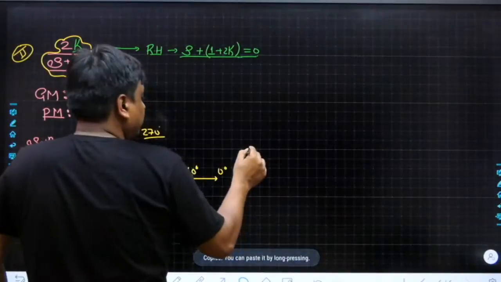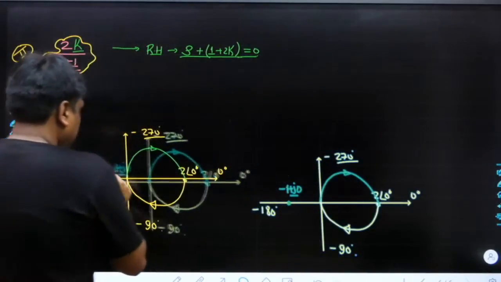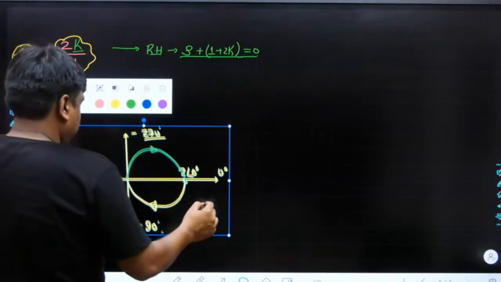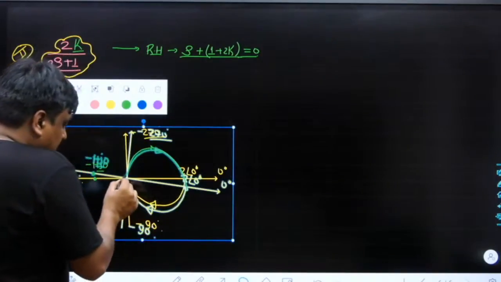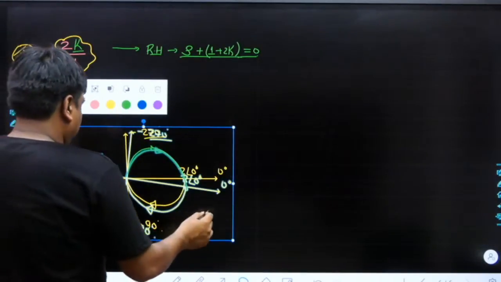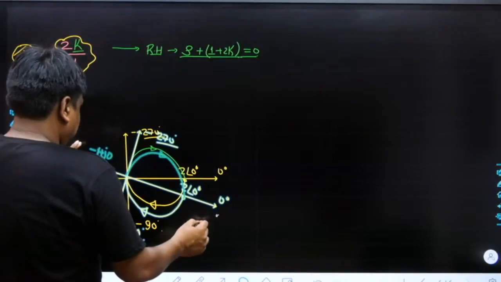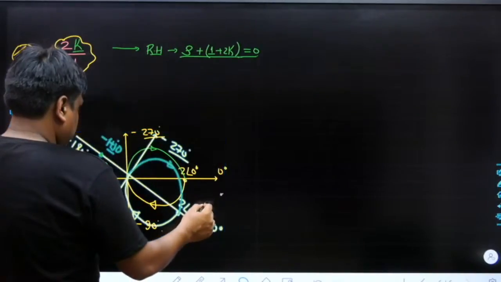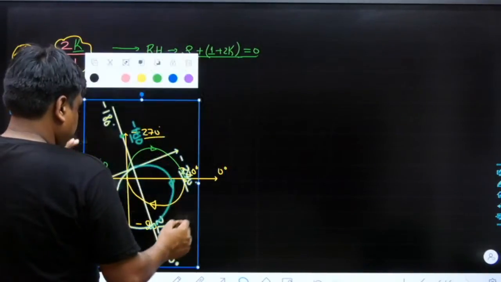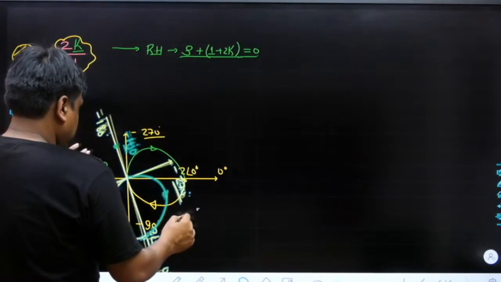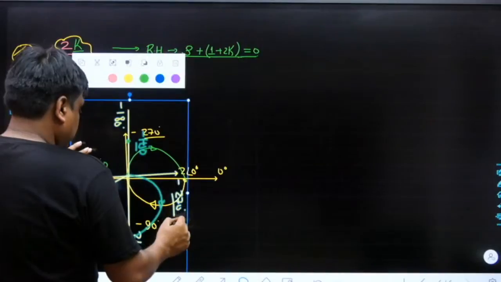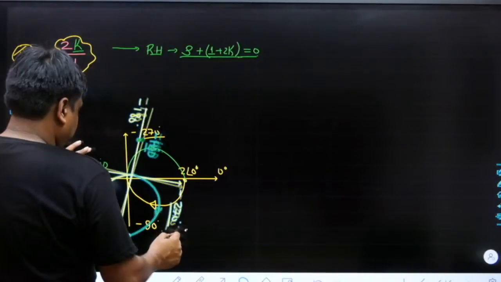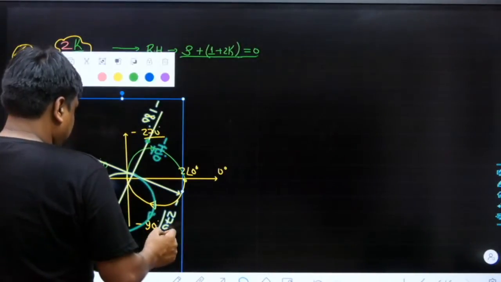What we have been doing now, we have started giving the lag. And we are just focusing on when this curve is going to pass through minus 1 plus j0. Just a minute. Almost 90 degree lag has been given. And still we have been giving the lag.